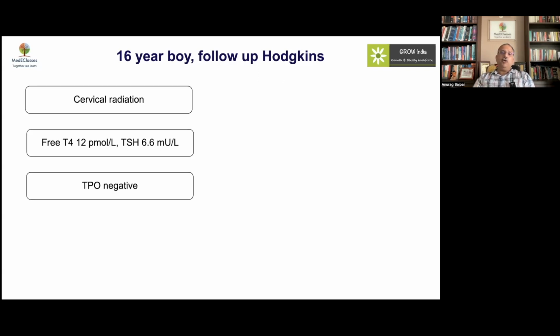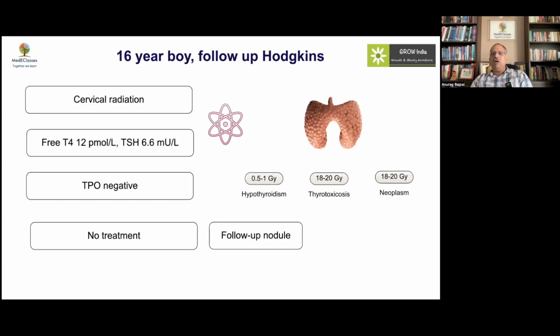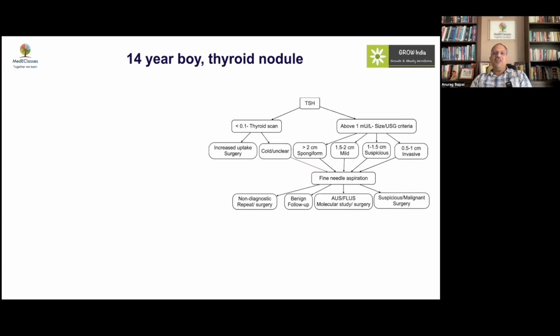Even though the TPO may be negative, do not ask them to follow up. On follow-up, you may develop a nodule and risk factor. So this is very, very important: in somebody who has a high risk of malignancy, do not allow the TSH to go up because this can further increase the risk.